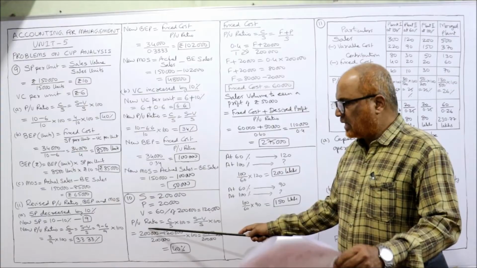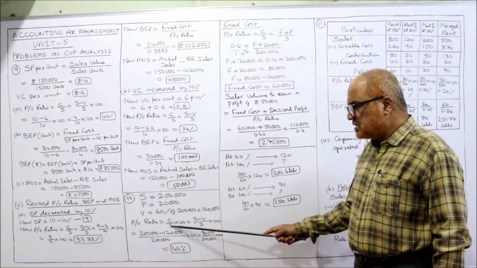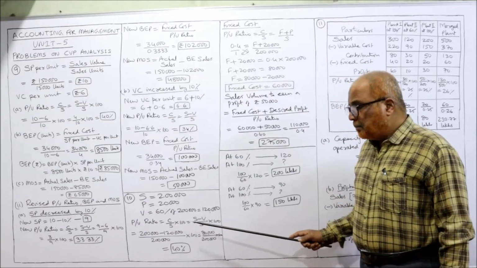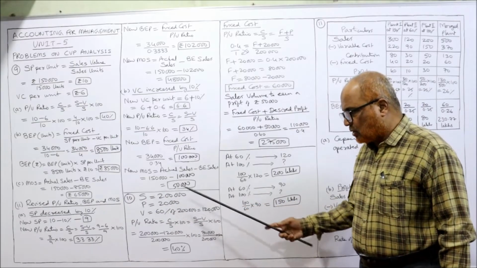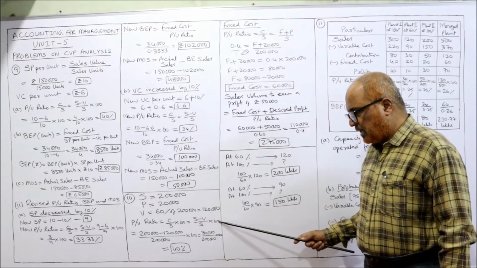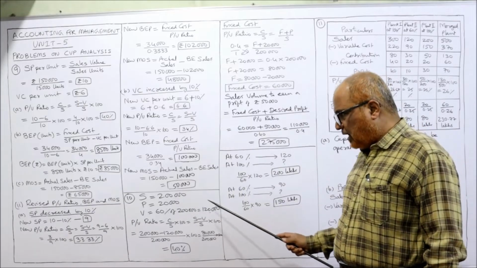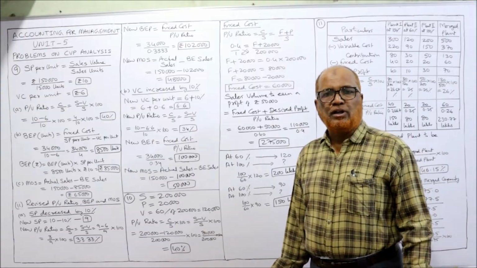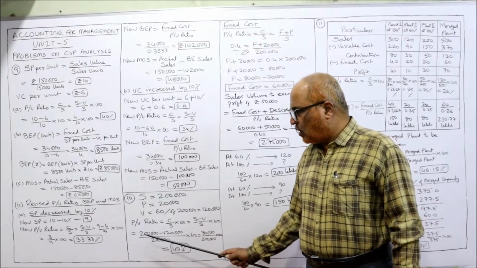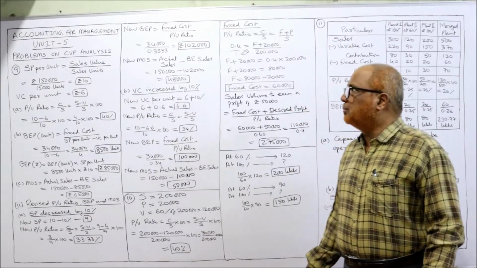First, it is asking you to calculate PV ratio. C by S into 100. In place of C, I am writing S minus V, because I have sales and variable cost. S minus V by S into 100. So 2 lakh minus 1,20,000 divided by 2 lakh into 100 is 40%. So the first answer we got is PV ratio 40%.